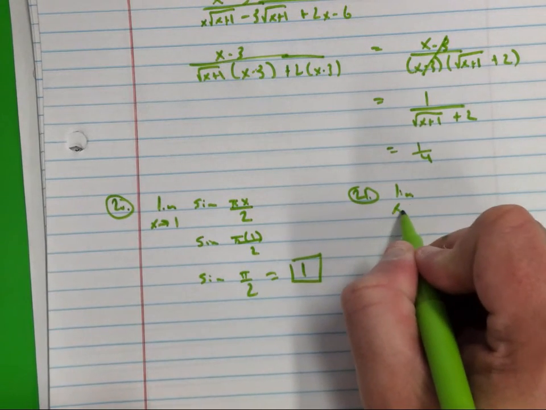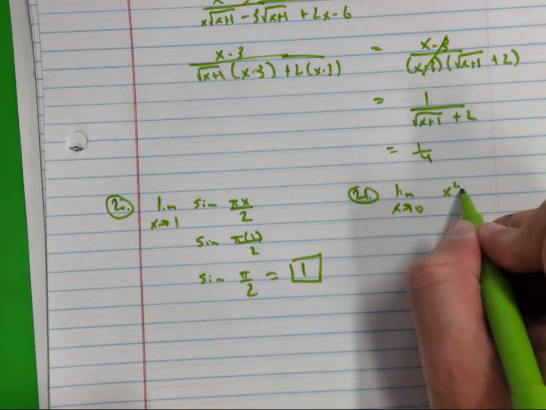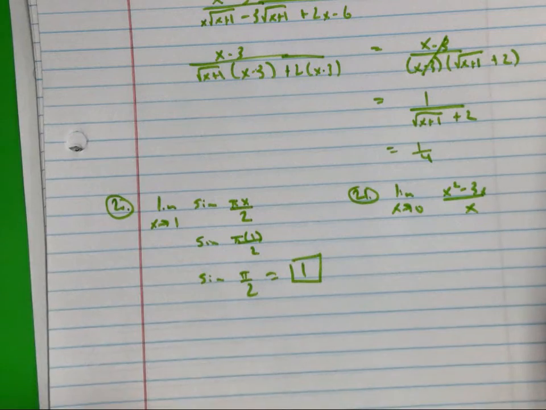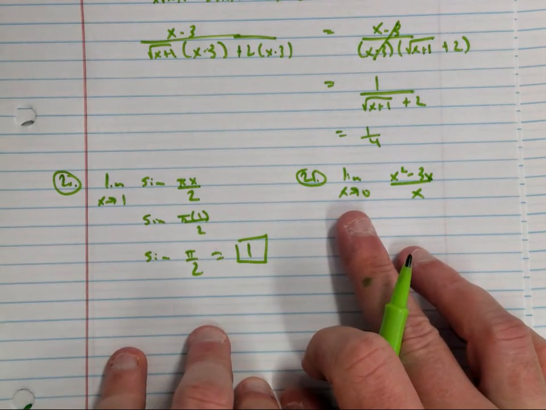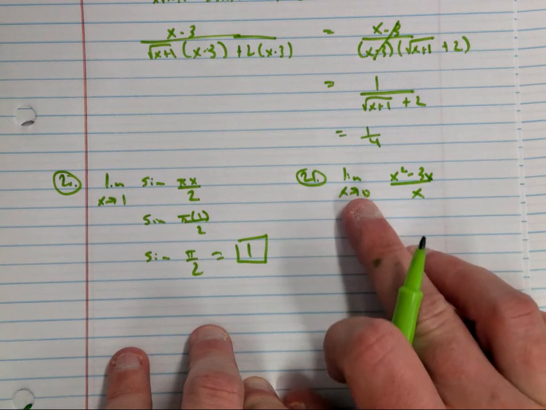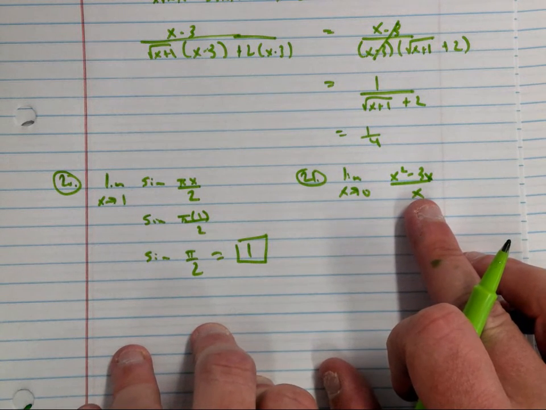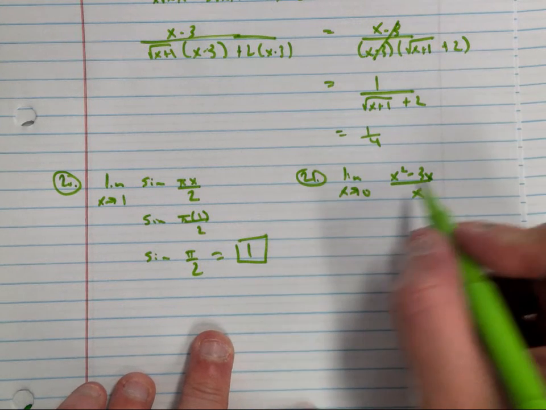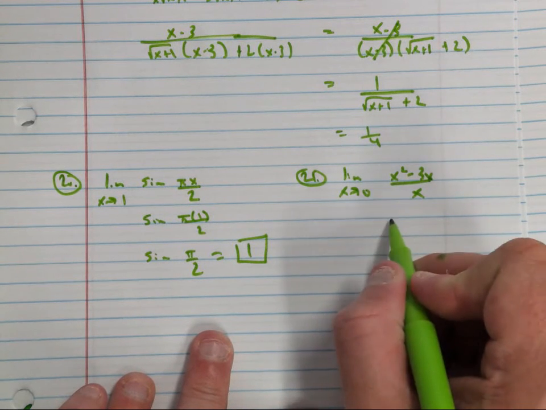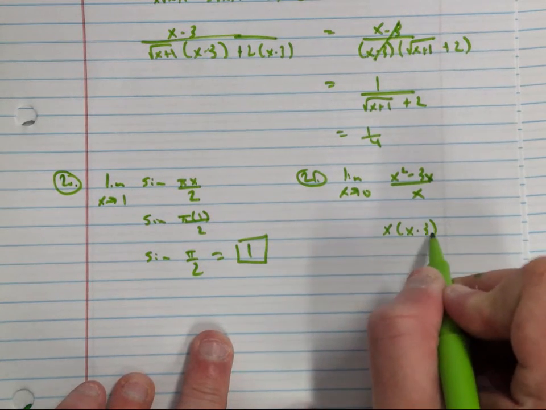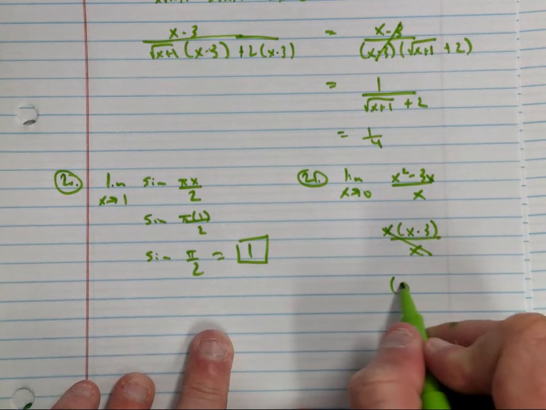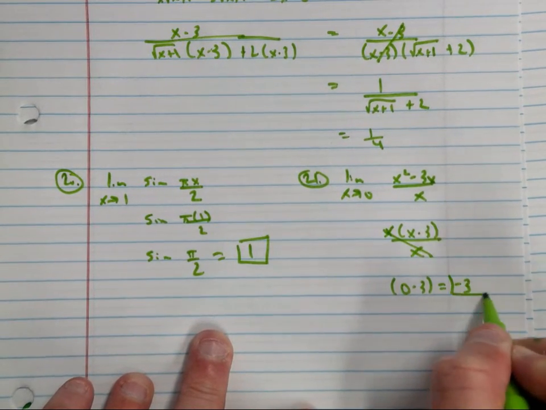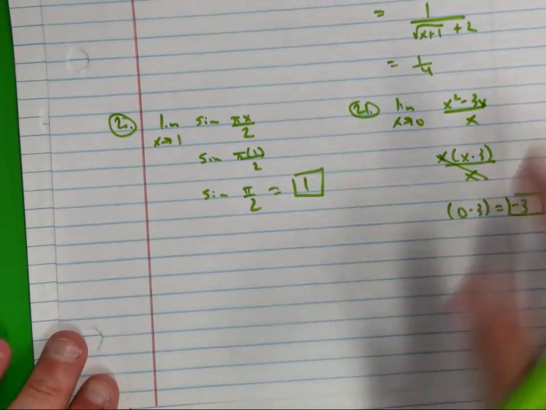All right, let's look at 21. The limit as x goes to 0 of x squared minus 3x over x. If I try direct substitution, what will I have occur over here? Zero. So do I want to do that? No. What technique can we use here? I'm going to factor out an x on top. And when I do that, these x's cancel out. Now I plug zero in. Zero minus three equals what? Negative three. Very good.